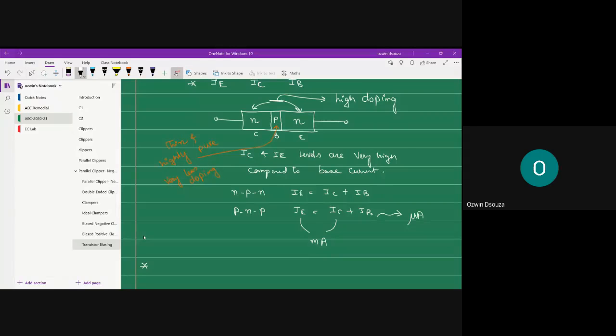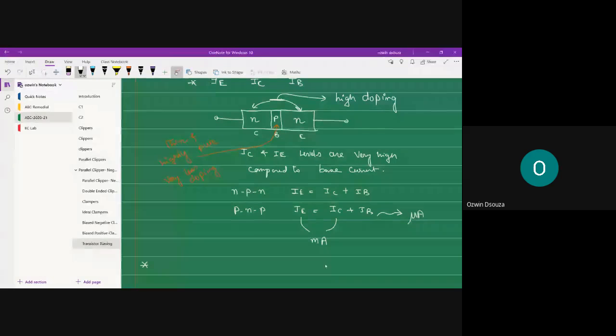Fine. So having discussed the different types of transistor currents, probably now I can take up the modes of operation.